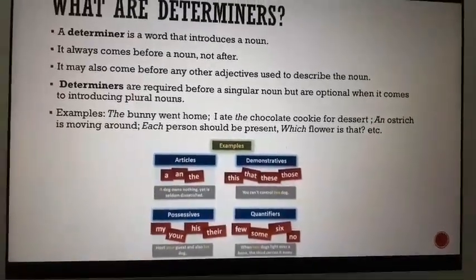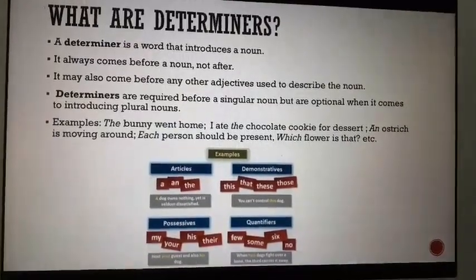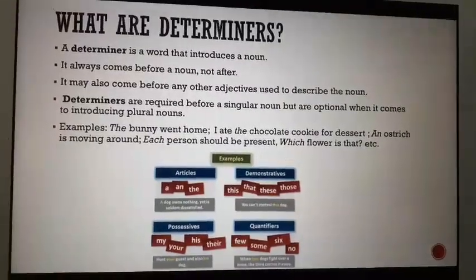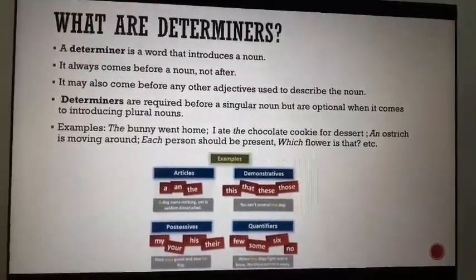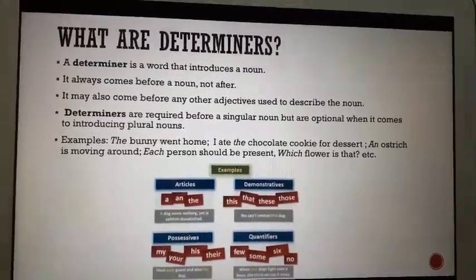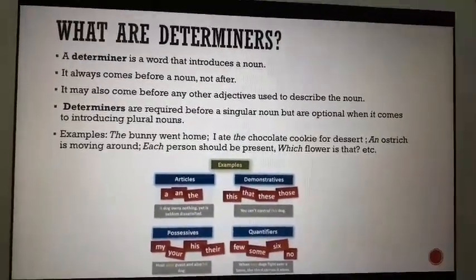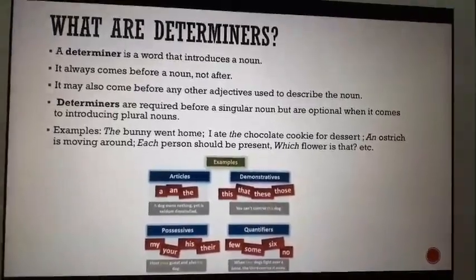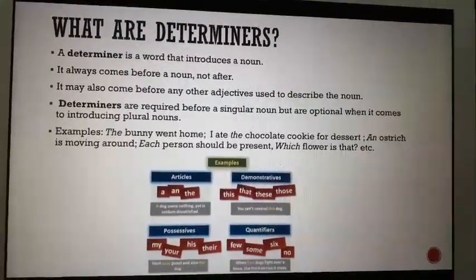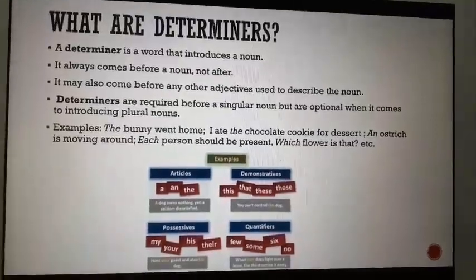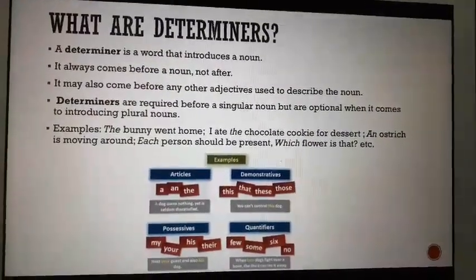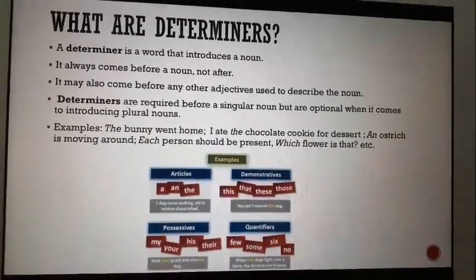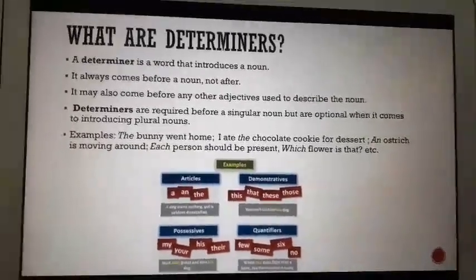So here in these examples, the slanted ones are the determiners. The bunny. So the is a determiner, which is an article, right? The bunny. I ate the chocolate cookie. So the chocolate. An ostrich is moving around. An ostrich. So an is a determiner. Each person should be present. So each person, a person is a noun, whereas each is a determiner. Which flower? So which is a determiner, whereas flower is a noun.